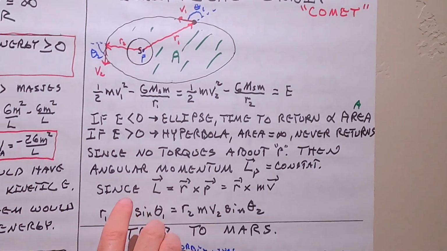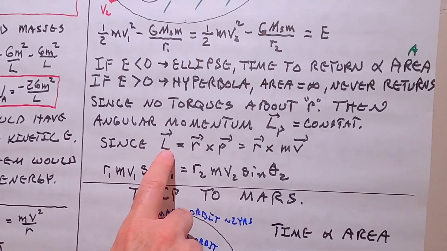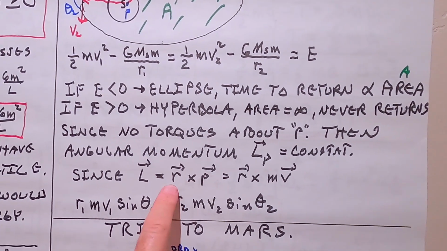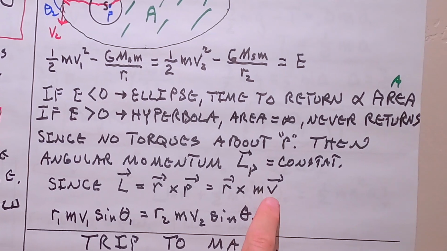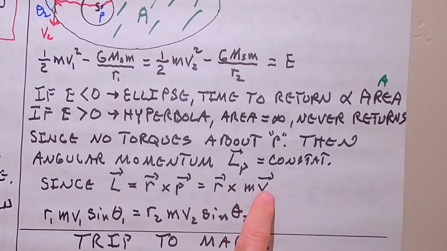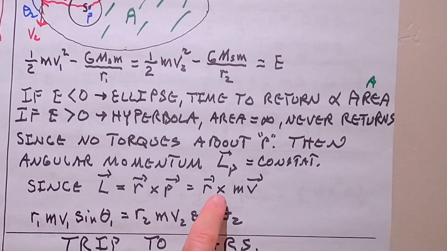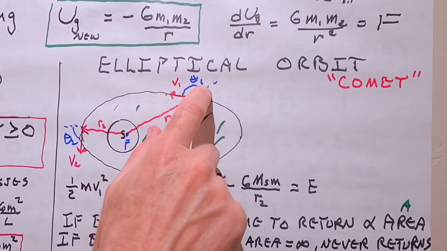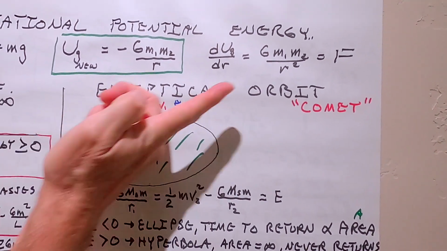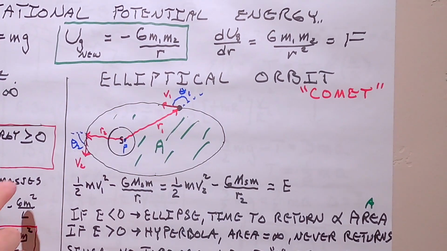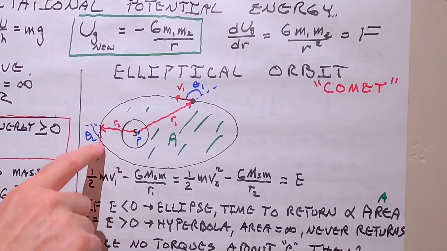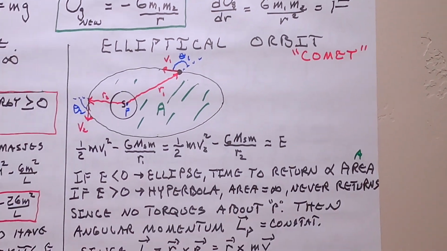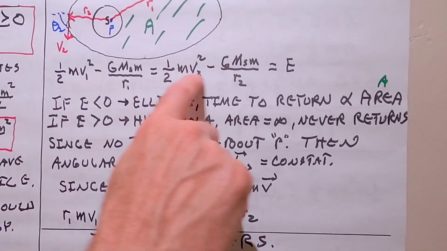Since we're not going in a circle, we can't say I omega, but we can at least say R cross P. Remember, that was a definition of angular momentum, which is R cross mv, which is the magnitude of R times the magnitude of mv times the sine of the angle between them. So over here, this R times mv times the sine of the angle between them, which is R is that way, V is that way, so it's this angle, is equal to this R times that V times the angle between those right there.